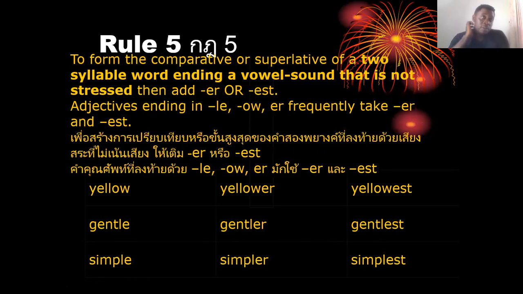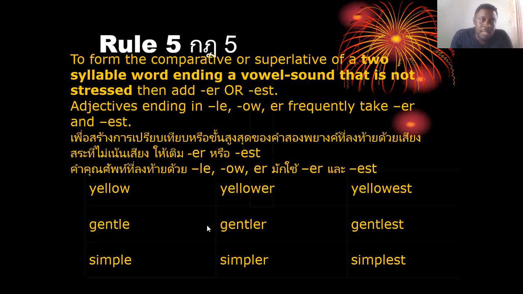Rule number 5. To form the comparative or superlative of two-syllable words ending in a vowel sound that is not stressed, then add er or est. Adjectives ending in le or ow frequently take er and est.